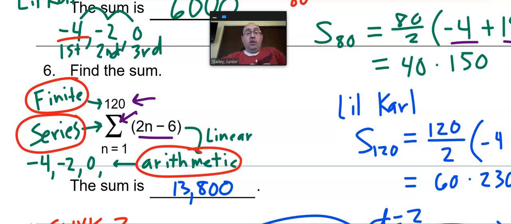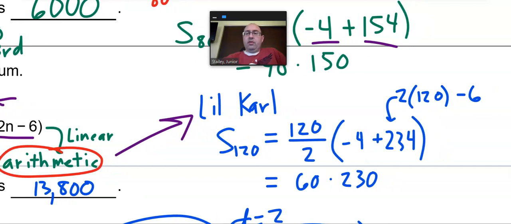Once again, if you didn't know the terms, you would plug in a 1, a 2, and a 3. If you can see that it's linear, you automatically know it's arithmetic. So finite arithmetic series, that adds up to Lou Carl. Thank you very much. So we know that there's 120 terms. We know that the first term is -4 because we plugged in a 1. We plugged in 120, and if you plug in 120, you get 234 for the last term.